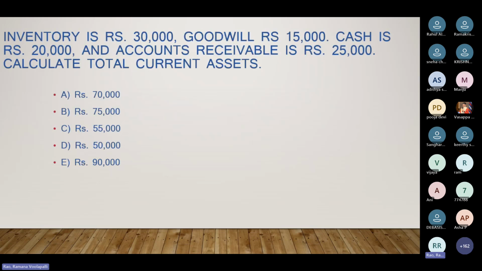Okay, now note this down. Give me the figure. Inventory is 30,000, and remember inventory is known as stock only. Inventory 30,000, goodwill 15,000, cash 20,000, account receivable 25,000. Identify the current assets here, because these are the questions which come repeatedly in the exam. Only simple types of questions they will give you. Give me the total current assets.